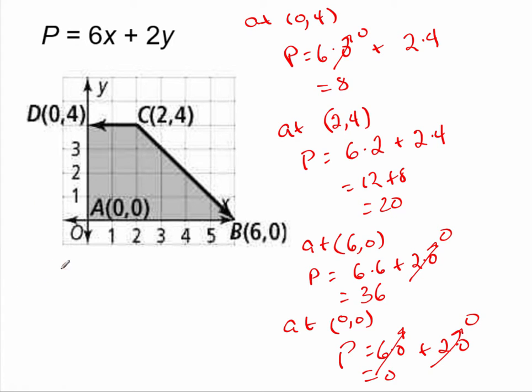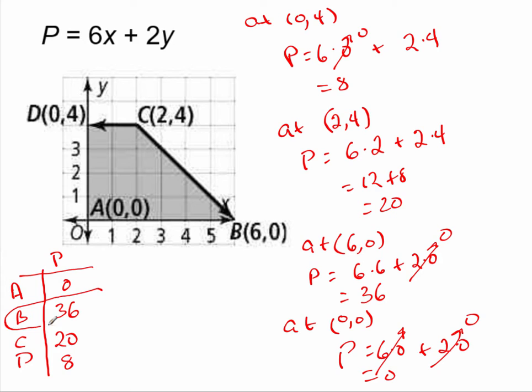So let me make a chart. Let me label it A, B, C, D, and then let me list the profits. I'm going to assume P stands for profit. So at A, at 0, 0 was 0. At B, 6, 0, it was 36. At C, which is 2, 4, 20. And at D, 8. So if there's a maximum profit, it will occur at B, at 6, 0.